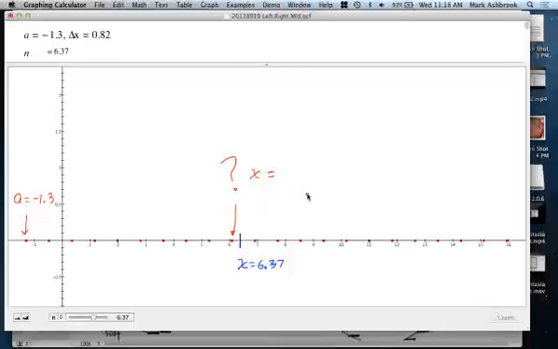Aaron, is the answer 6.08? I don't know. The process is more important. How'd you do it? I counted the number of dots it would take to get there, which was 9 dots, and then I multiplied it by the change of x, which was 0.82. So you had 9 times 0.82. And you start at negative 1.3 plus that.